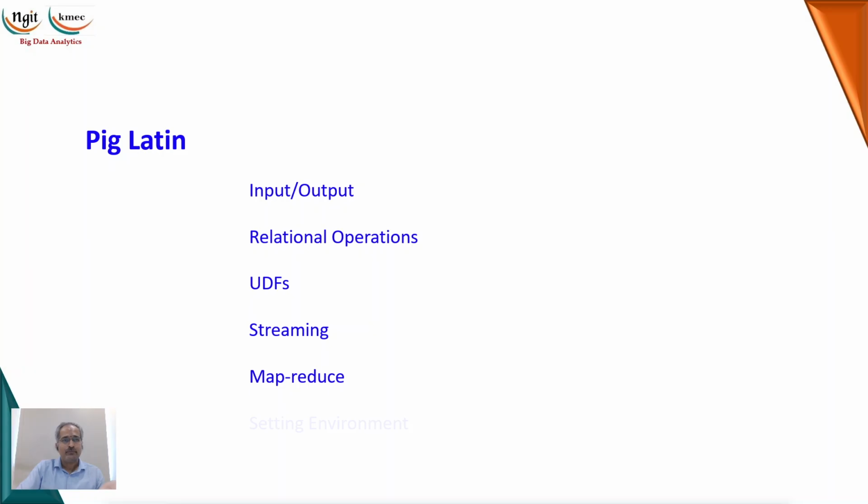Now in Pig Latin, we have several kinds of commands available. That is input output commands, relational operations, UDFs, streaming, map reduce, and setting the environment. All these are the various kinds of statements. In this session, we are going to discuss the input output statements and relational operations. Now let us go with that.